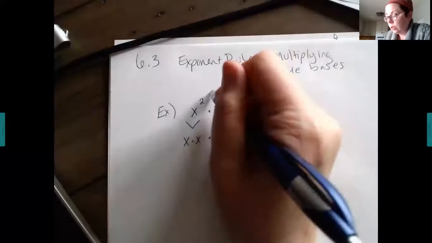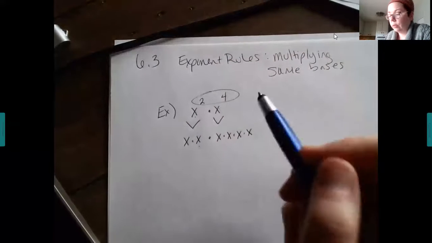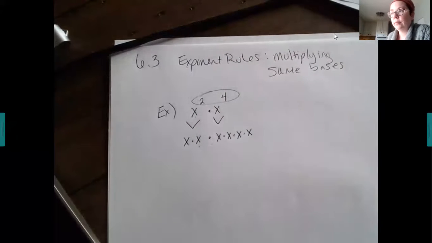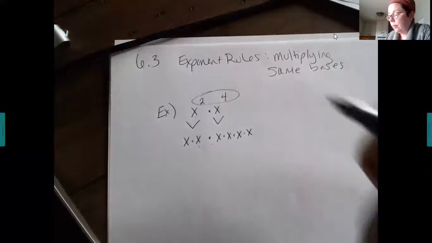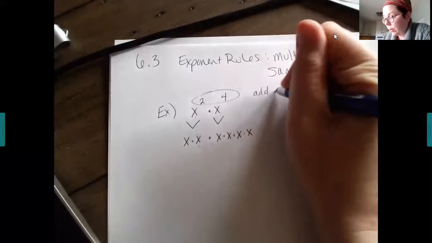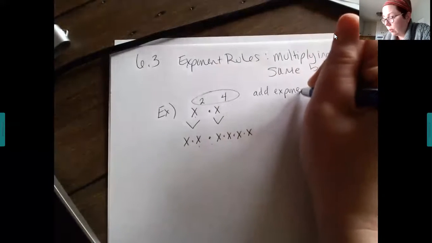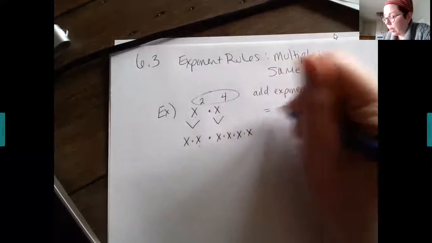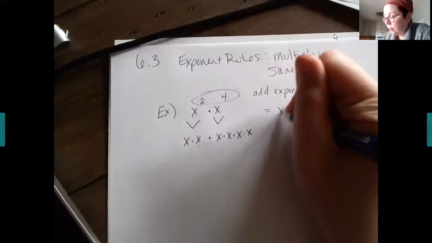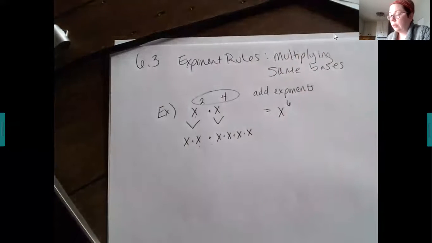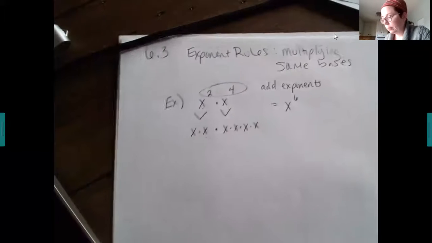So what could I do between 2 and 4 to get to 6? Right, you can add them. We're going to add the exponents, and we have x to the 6. Not too bad, right? Okay.